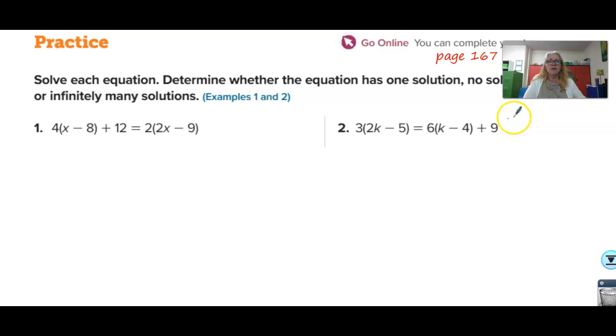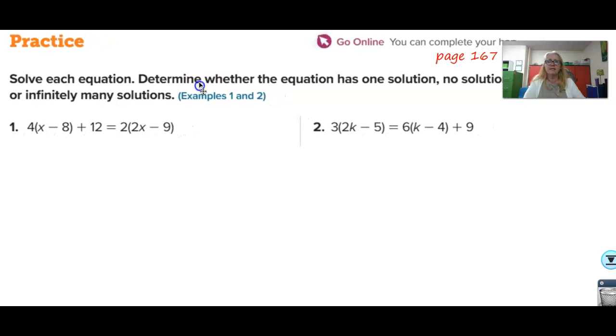Okay, thinking back to the lesson, remember that if you look at the equation and you're able to solve it for the variable, it has one solution. If you get down to where you have a false statement, it has no solution. And if you get a true statement, then that means it has infinitely many solutions. So let's solve these two problems and see how they turn out.